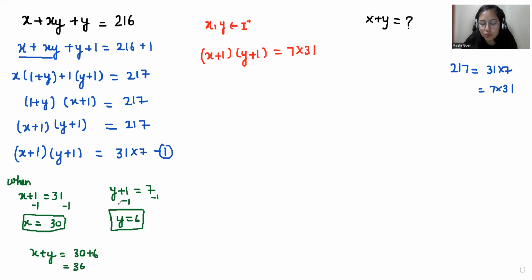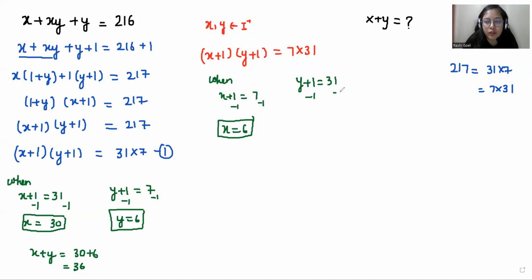Now comes the other case. Here when x plus 1 equals 7, we'll subtract 1 from both sides. So x equals 6. And when y plus 1 equals 31, we'll subtract 1 from both sides. So y equals 30. The value of x plus y is 6 plus 30. It is 36. So that's how you can find the value of x plus y.